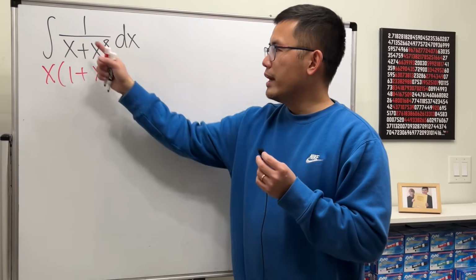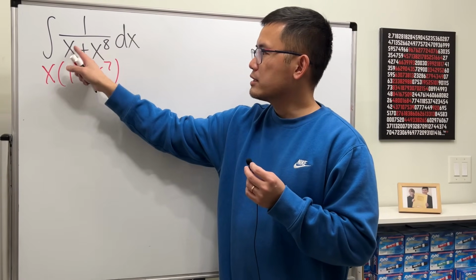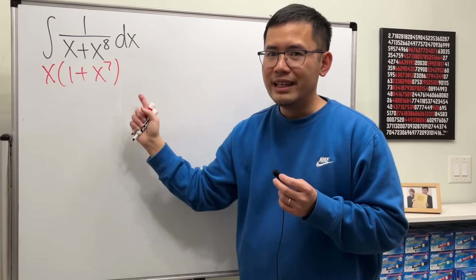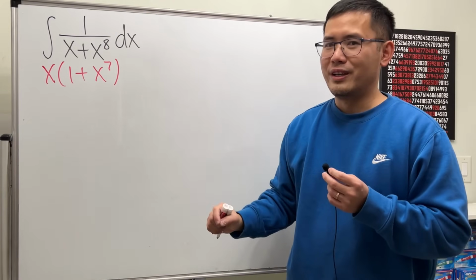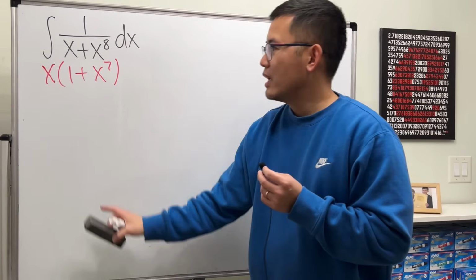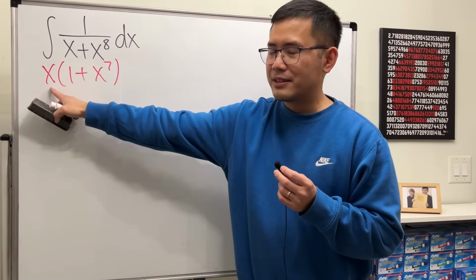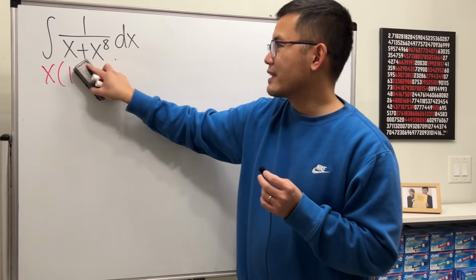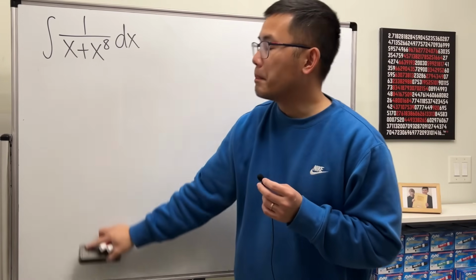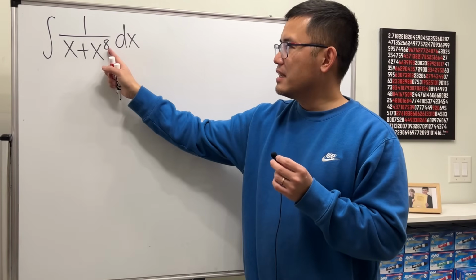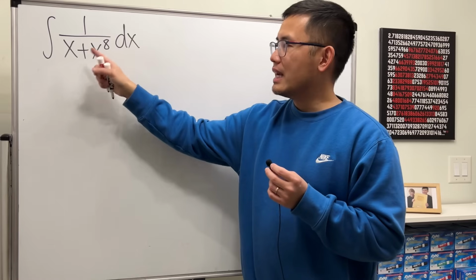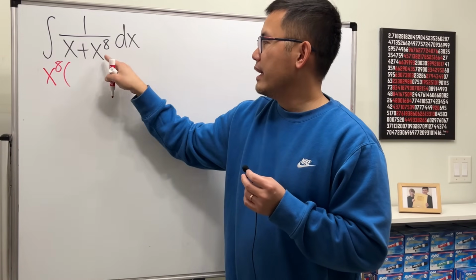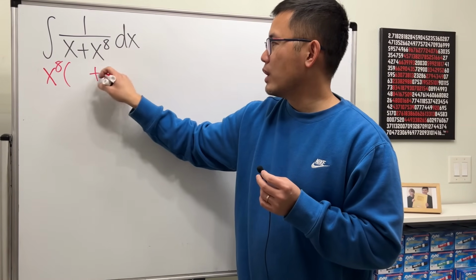Because if we're integrating 1 over x to the first power plus x to some other power, then you can actually do it the following way. Let me show you. Do not factor out x to the smaller power. Instead, you want to factor out x to the bigger power. In this case, it's the 8th power. Let's factor it out. We will get x to the 8, and here we'll just get a plus 1.